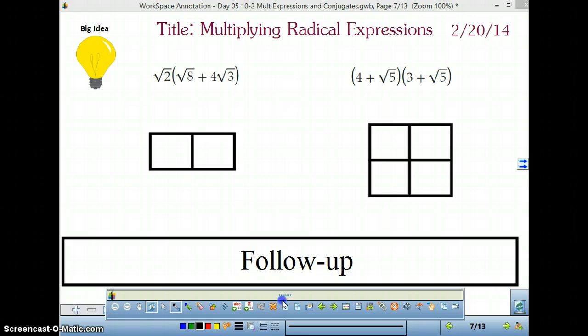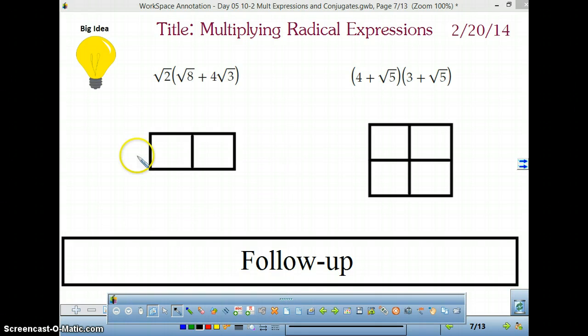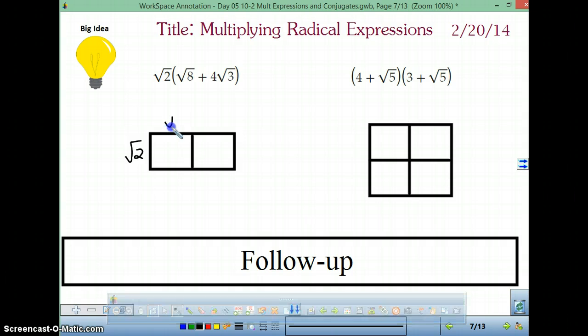All right, here's the main idea. If you have something that's difficult like this, let's try this one. Just like we did when we were multiplying polynomials, we're going to put one term on each part of the box. Okay? This works, then we would multiply this times this and this times this. Same thing goes on here. We've got 4 plus root 5, 3 plus root 5. Right?